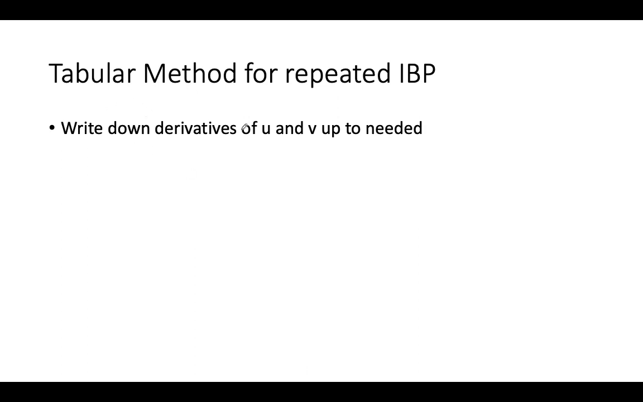So this is where we get the tabular method from. We write down the derivatives of u and v up to the needed for multiple integration by parts, and the signs will alternate because there's a negative in the integral of v du, and that negative will carry over into the next integration by parts. It'll be 2 negatives, so it'll be positive.